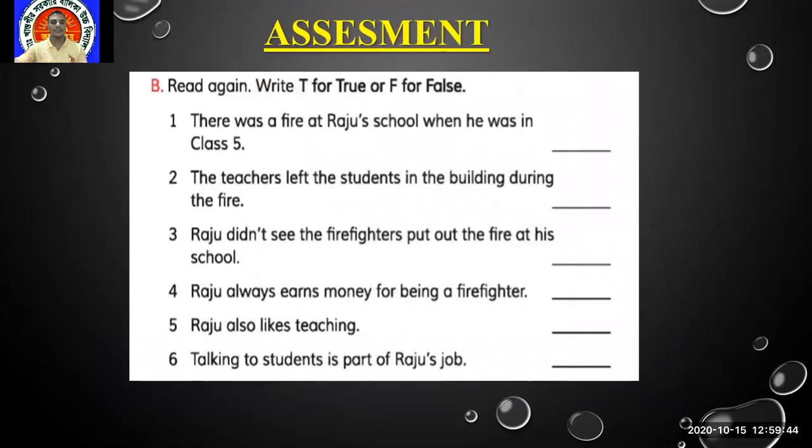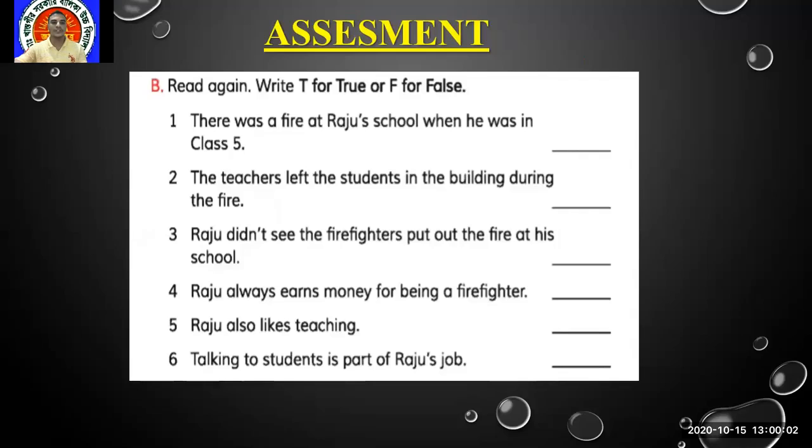Now, assessment number 1. There are true or false questions from the passage. There are 6 sentences. Write T for true or F for false. Number 1. There was a fire at Raju's school when he was in class 5.